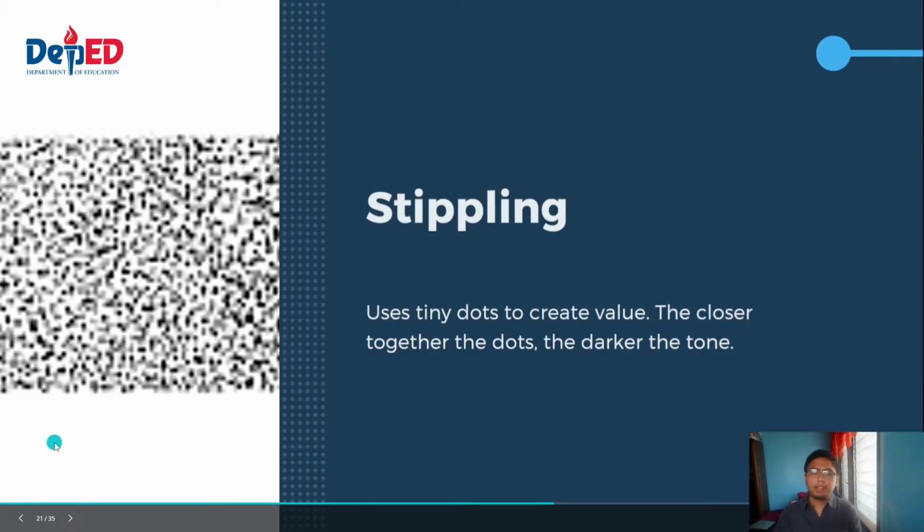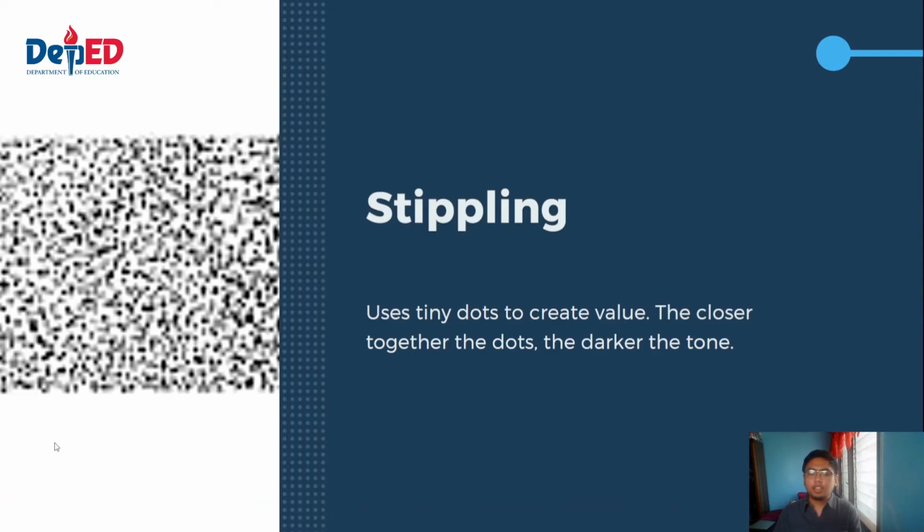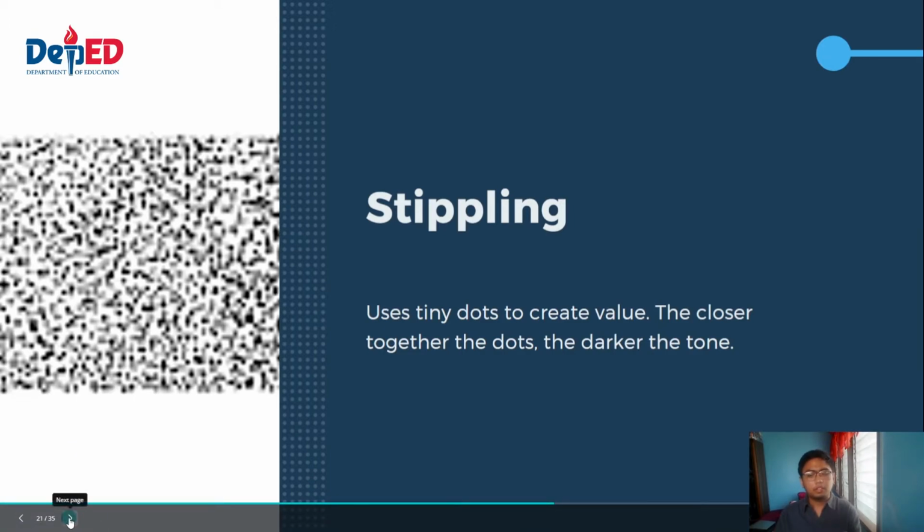Then we have stippling. It uses tiny dots to create value. The closer the dots are together, the darker the tone. So basically, you're just plotting dots, okay, all over your artwork until you form your piece. I'll show to you how it is done.